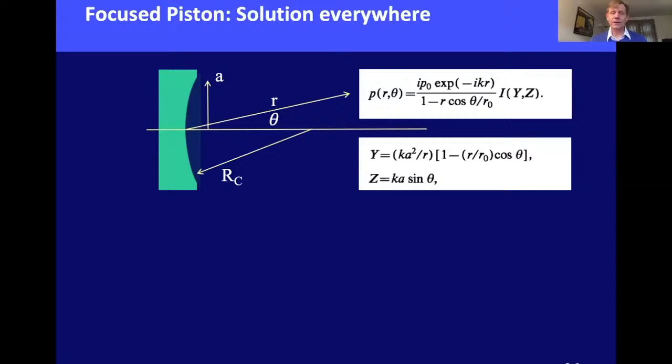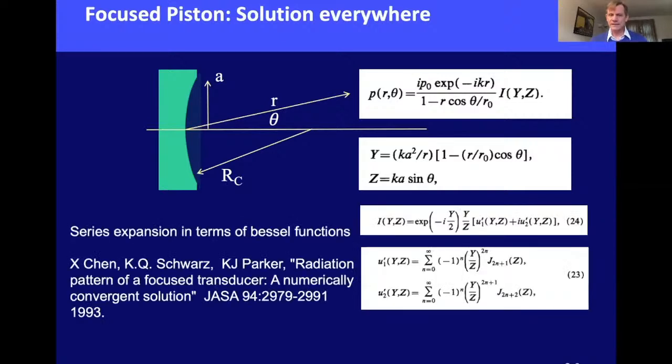If you want a solution everywhere, then again, you can do an approximate solution. So if you're interested in a pressure field out here, and in this case I assume at an angle theta and at a radial distance r from the center of the transducer, then the pressure can be written in this form here, where I is an integral that depends on the functions y and z. Y is a transform variable in terms of r and theta, and z is a transform variable just in terms of theta. And then I itself can be expressed as a sum of Bessel functions. So I takes this form here, with real and imaginary parts, and each of these is a sum of Bessel functions. The series actually converges quite nicely, and in the paper here by Chen, Schwartz, and Parker, they talk about it in detail. And so you can add this up to create the pressure field anywhere from a focused piston transducer as well.